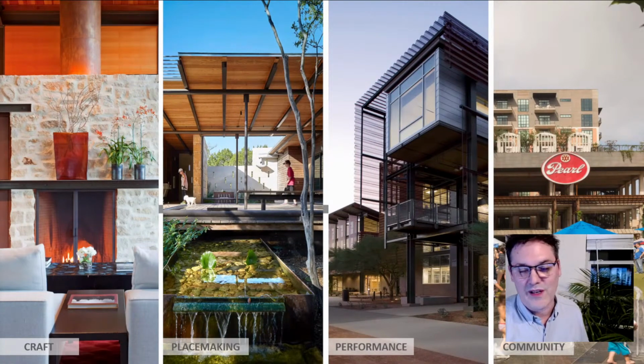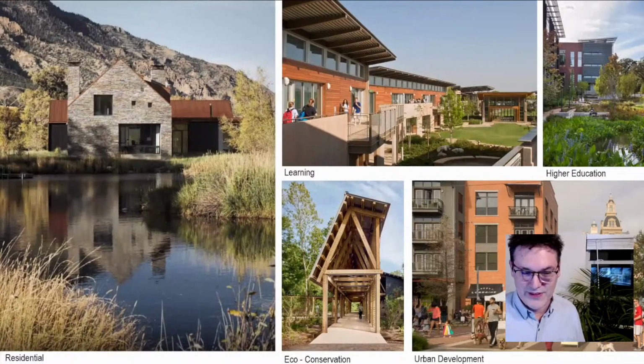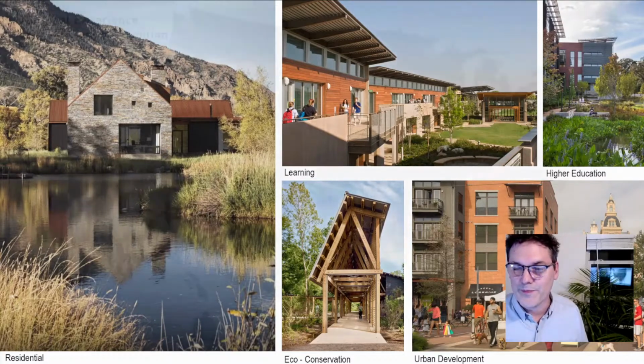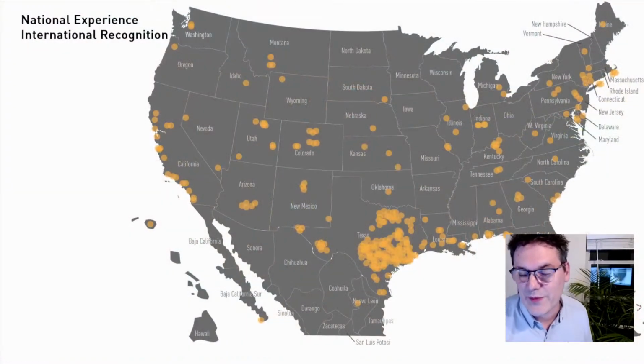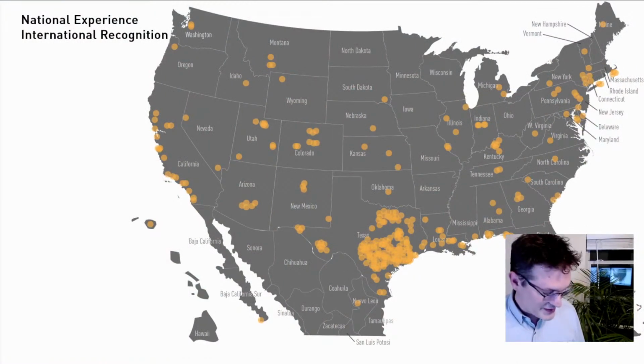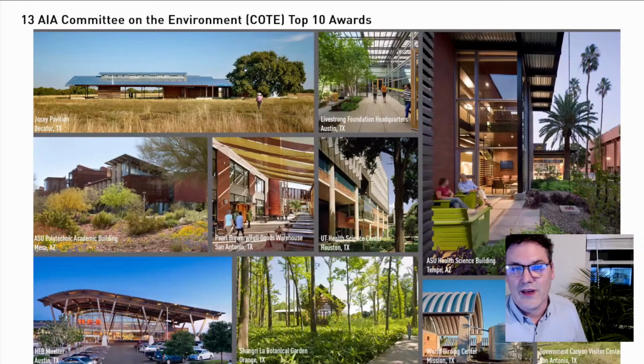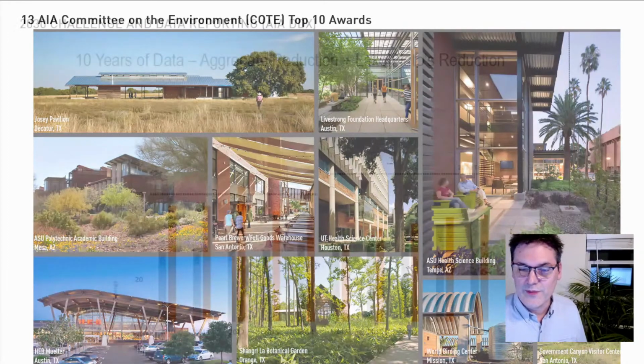And yeah, I'm going to go through these really quick, but so we have different studios in the office, ranging from residential to higher ed, development, and eco projects. About 50% of our projects are national around the US, with about half of them being regional. And here are some of the AIA COTE Top Ten awards that we've won for projects around the country. Some of our results.